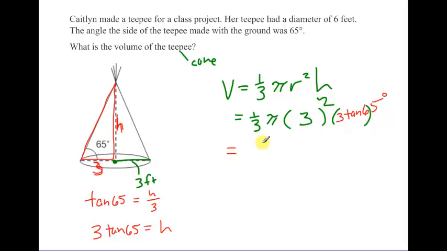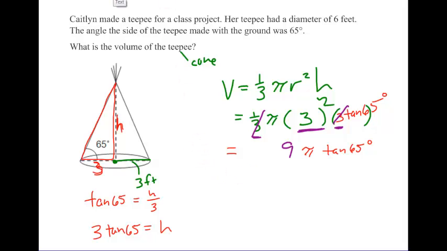All right, when it comes to calculating that, there's a few things I'm just going to bring down. Pi is going to come down, tangent of 65 is going to come down, and I'll worry about those in a minute. But let's get all these other numbers taken care of. What's 1/3 of 3 squared times 3? Well, 1/3 of 3 is just 1. That'll cancel, so all I've got is 3 squared. 3 squared is 9. Give that a shot.